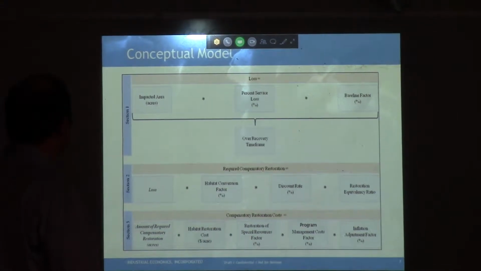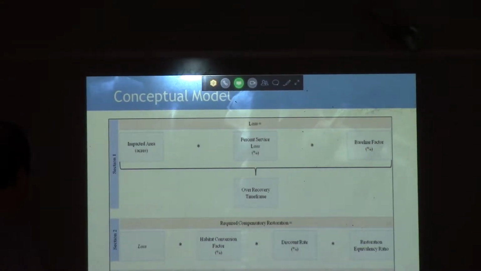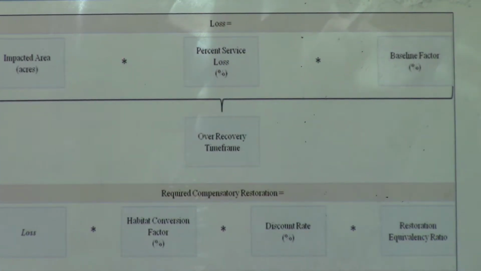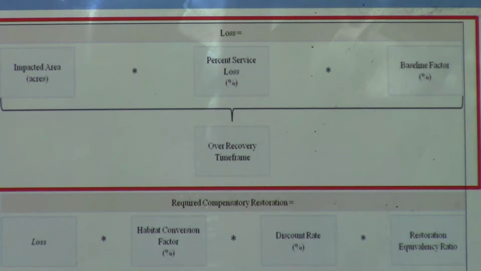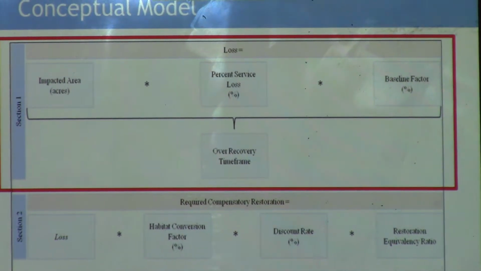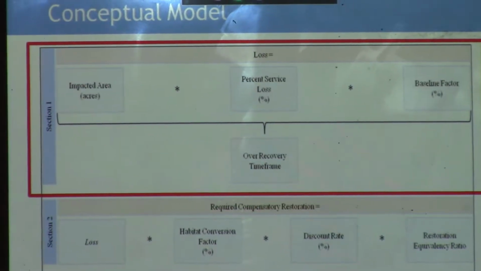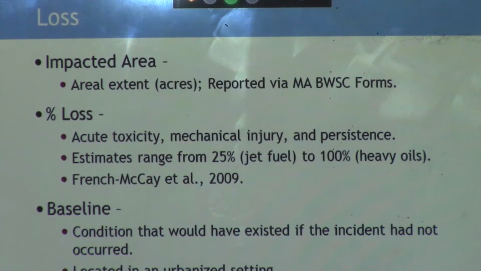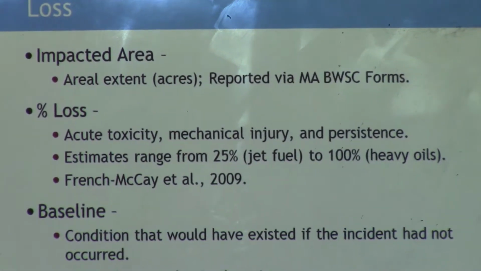All right, so the first set of information here is the loss, and that is based on your impacted area, your percent service loss, and a baseline factor. And we're going to talk about all of this now, and that gives you your recovery time frame. So how long it takes to get back to baseline. All right, impacted area, we already talked about a little, so I'm not going to go into too much more detail here, but it is what is reported in the BWSC form, and for the purpose of back testing the model, we did not make any alterations to what was in the BWSC form.